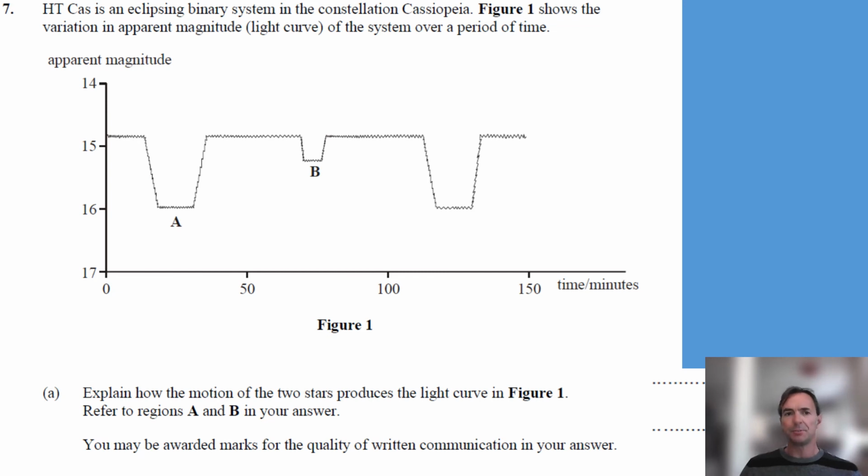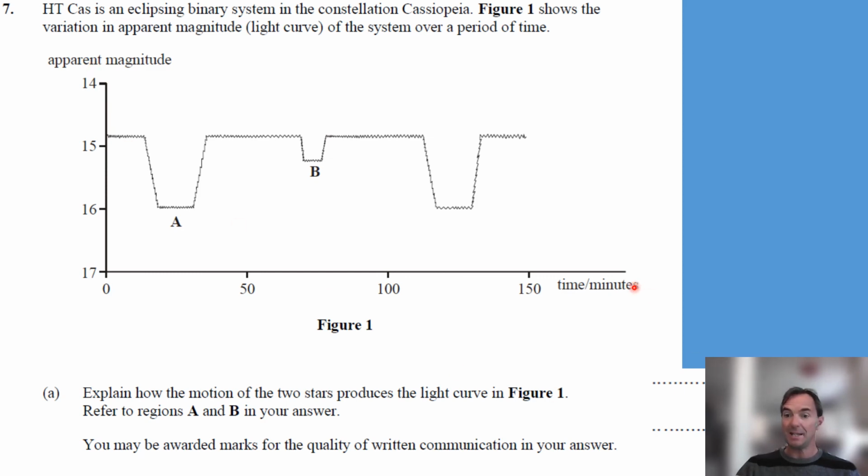Here's another system. This is an eclipsing binary system. So this is not a planet this time. This is a star that's going in front and behind the system. So this is the other transit method, which is binary stars. So HT Cassiopeiae, which is an eclipsing binary system in the constellation of Cassiopeia, shows a variation of apparent magnitude of the system over a period of time. And this time they've given it this way up. They don't always. Apparent magnitude, so therefore this is getting brighter up here because the number is getting smaller.